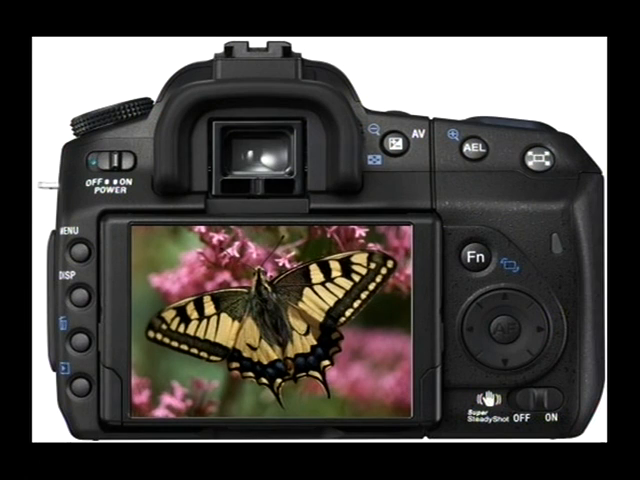Now in digital cameras we get LCD screens. The output of what the camera is recording is given to the LCD screen, and we get an idea of what the camera is covering. So there are different types of viewfinders we use for different types of cameras.